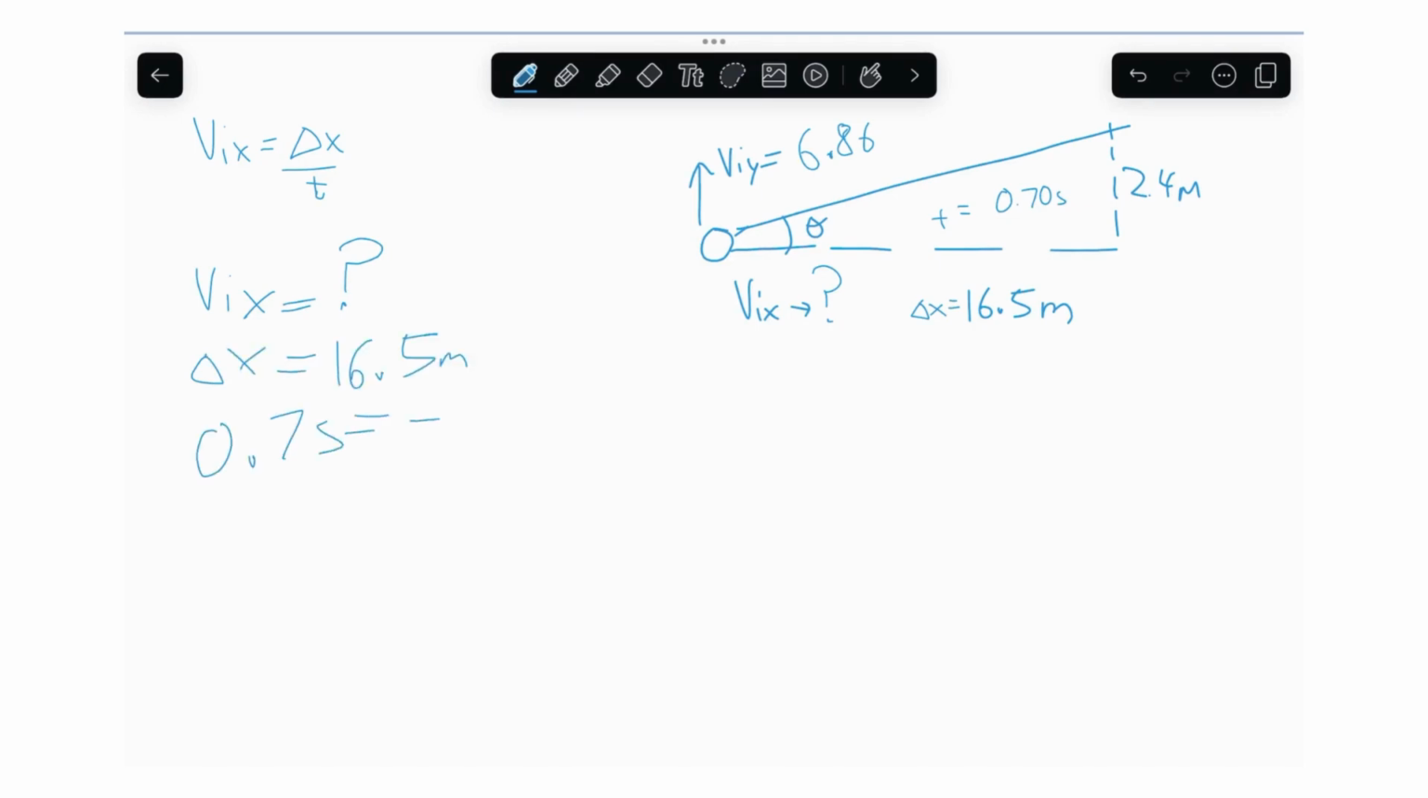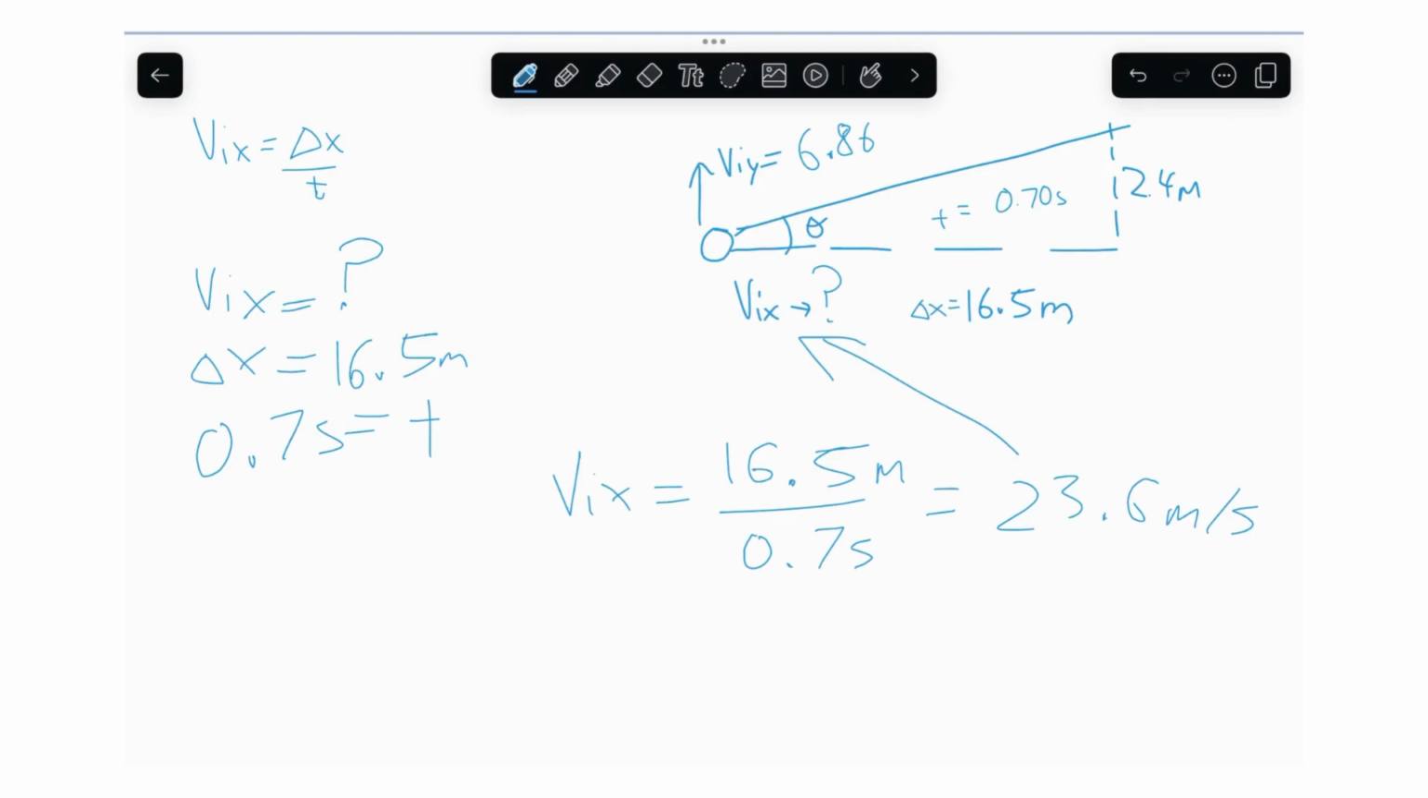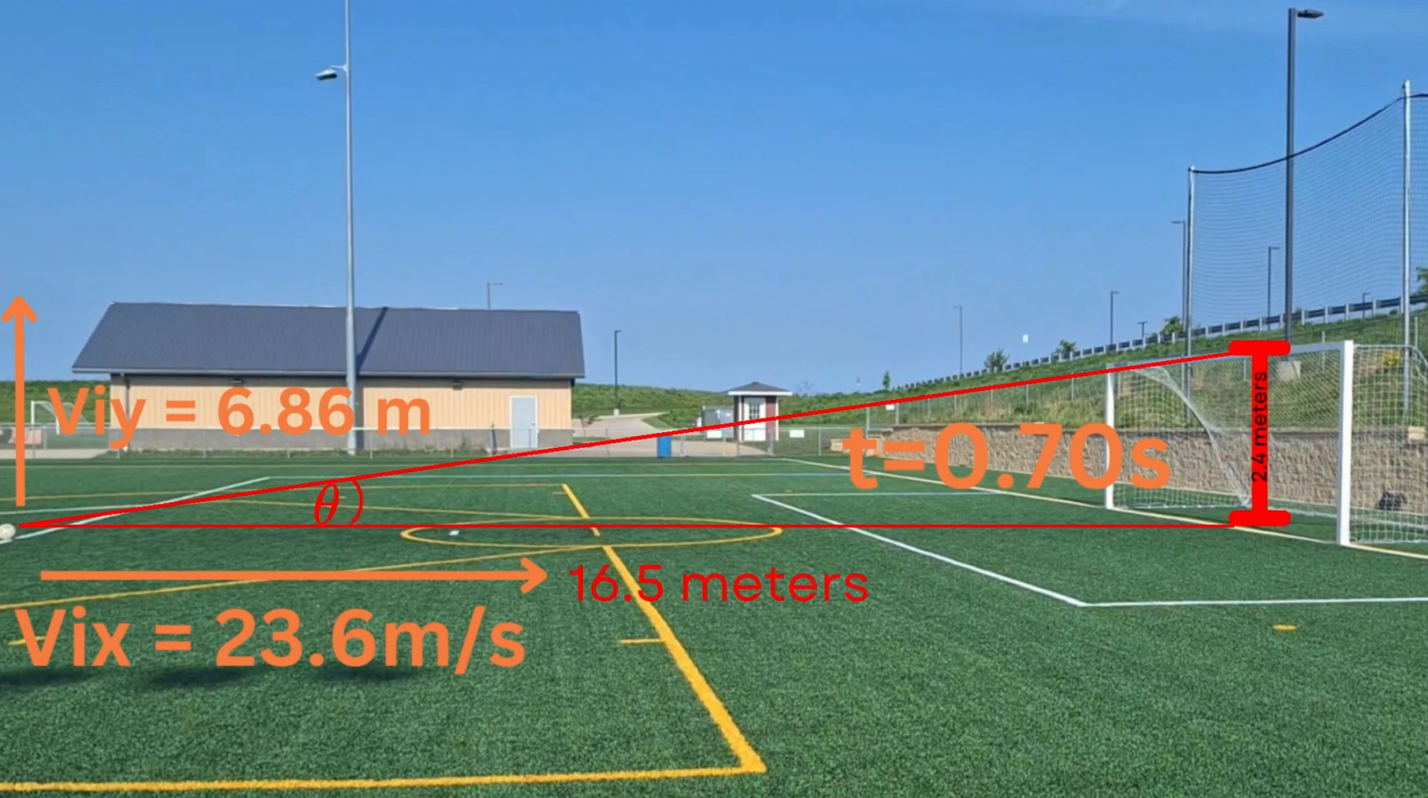Now we're going to plug in our variables into our equation. So VIX, because that's what we're looking for, delta x, we'll plug in 16.54, and then divided by time, and our time is 0.7 seconds. Then, in our calculator, we will take 16.5 divided by 0.7 seconds, which gets you 23.6, which is your V initial in the x direction.